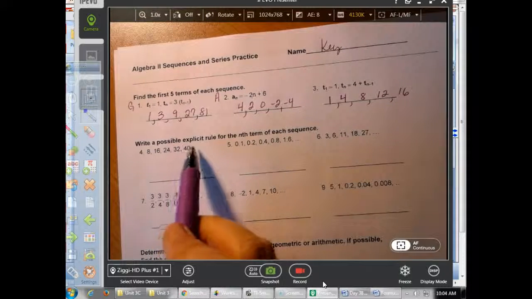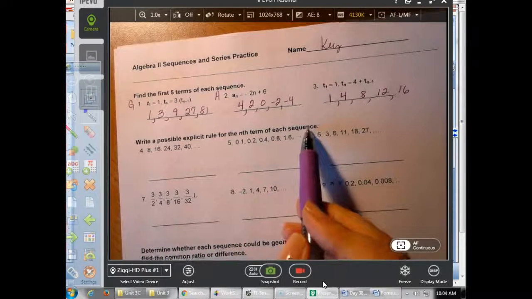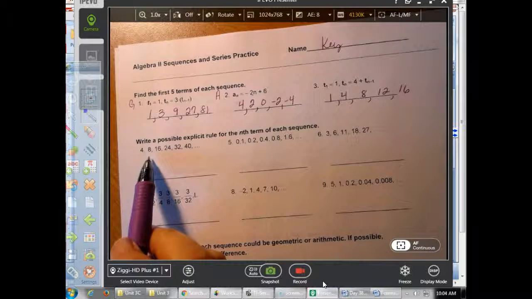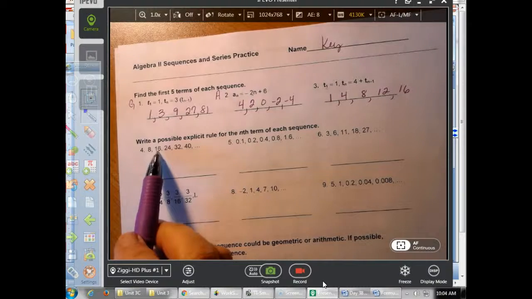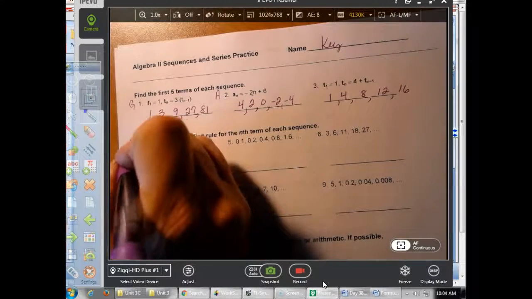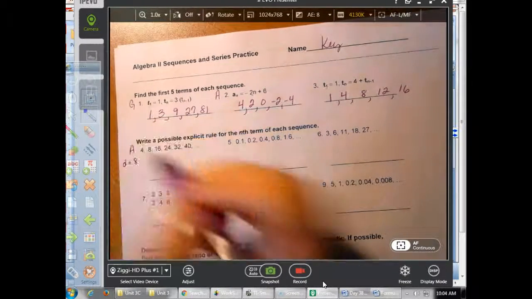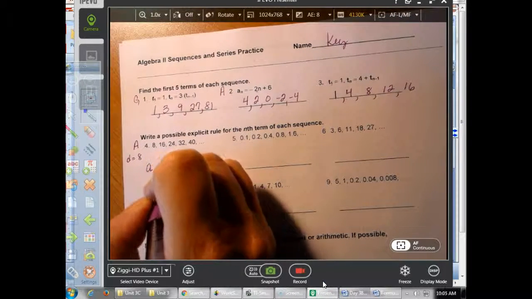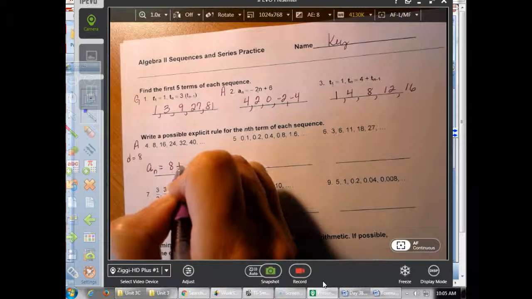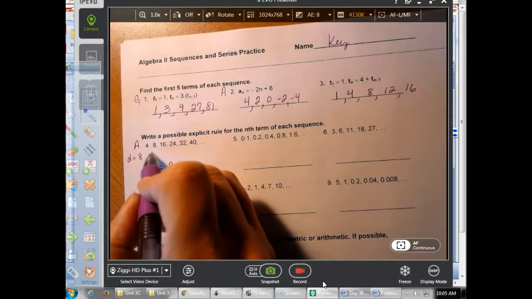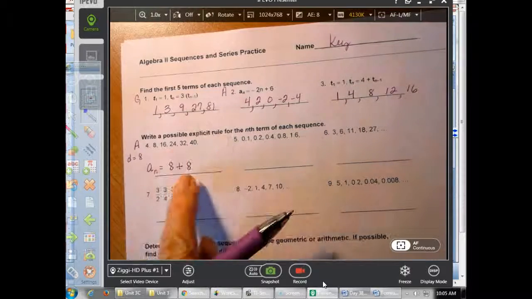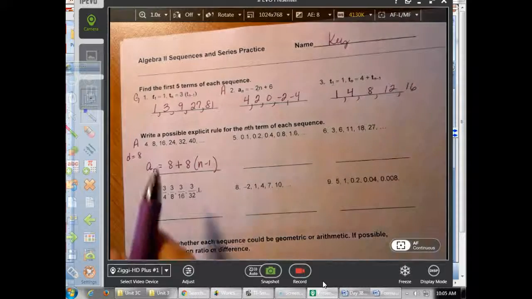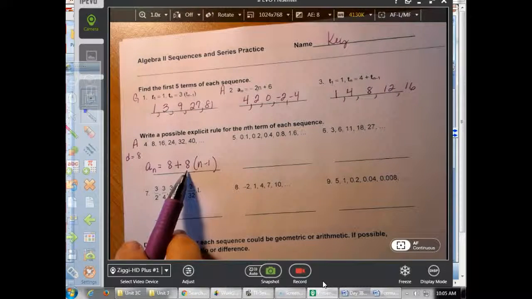It says write a possible explicit rule for the nth term of each sequence. First we need to determine, is it geometric or is it arithmetic? Here we're adding 8, adding 8, adding 8. This is definitely going to be arithmetic with a common difference of 8. My explicit formula will be A sub n equals my first term of 8 plus, and it just happens to be a common difference of 8 as well, times n minus 1. So this is your first value, and this is your common difference.